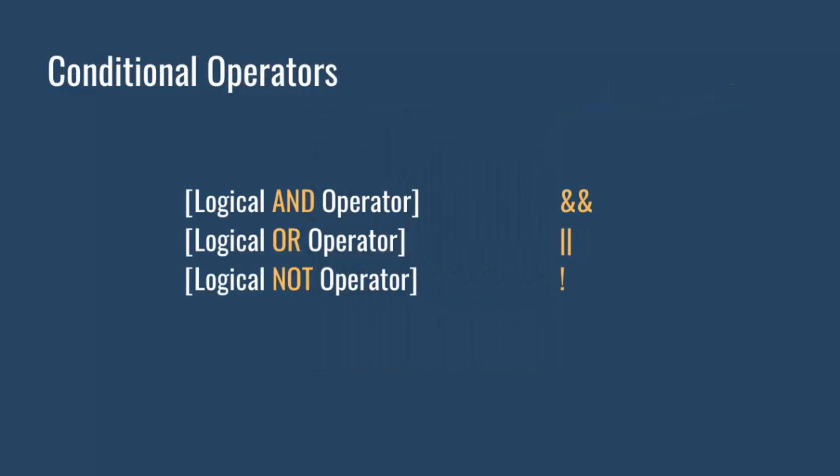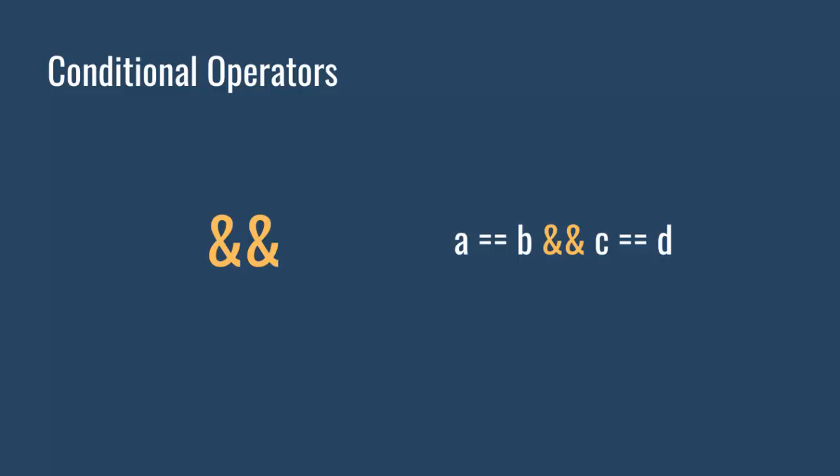These are conditional operators. Also, we use them inside a conditional expression. The symbol is a logical AND operator. It returns true if both statements are true. We use the statement to see if the variable a equals the variable b and the variable c equals the variable d at the same time.